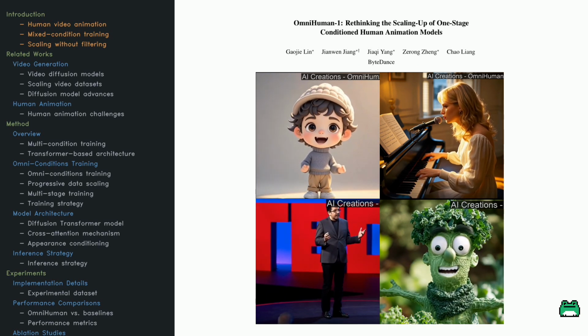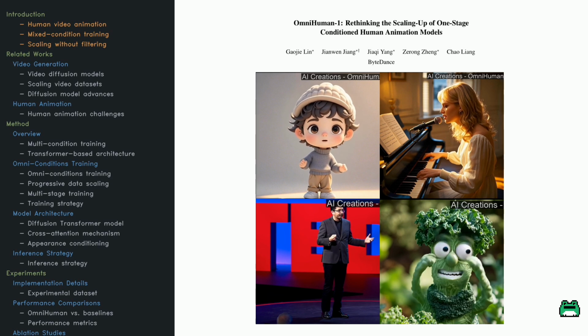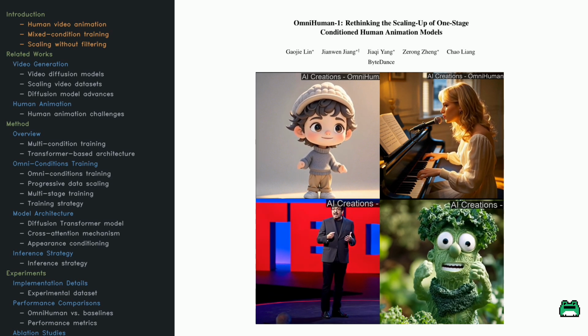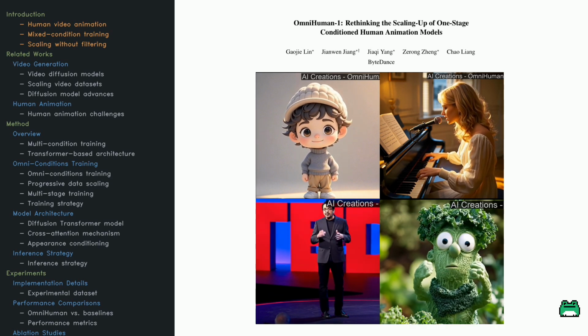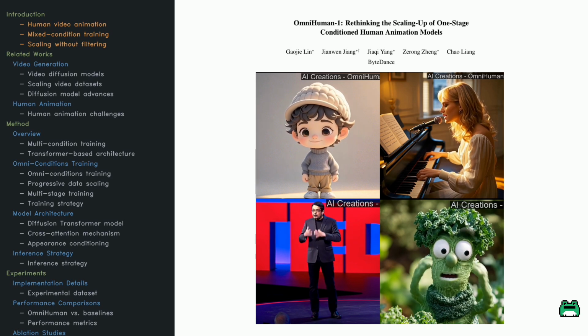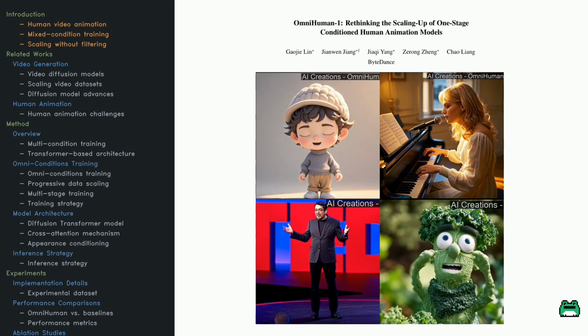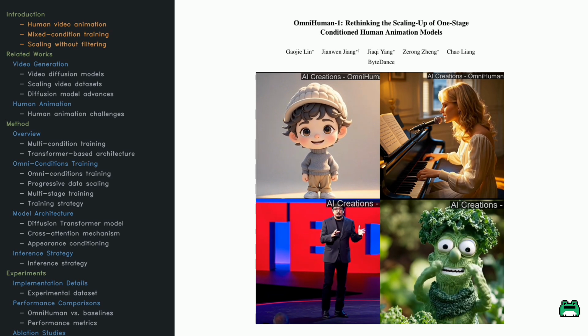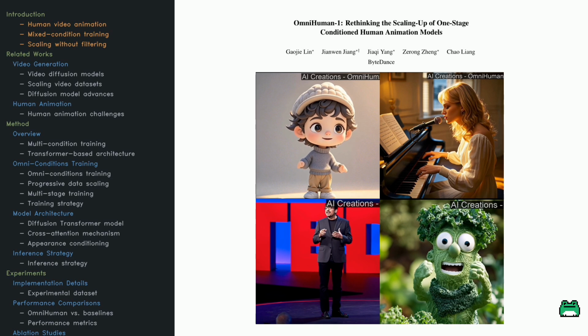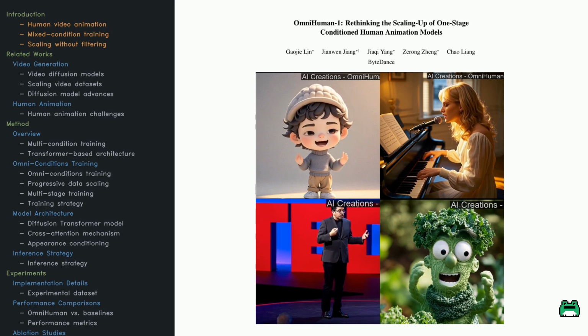Imagine snapping a picture of your friend and watching them spring to life, talking, dancing, or even playing guitar. Sounds impossible, right? That's exactly what OmniHuman-1 brings to the table. In this video, we'll explore how this model uses a diffusion transformer to blend multiple motion cues, text, audio, and pose into one unified system.